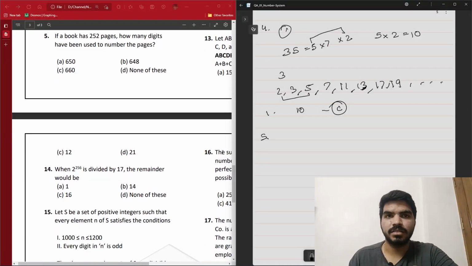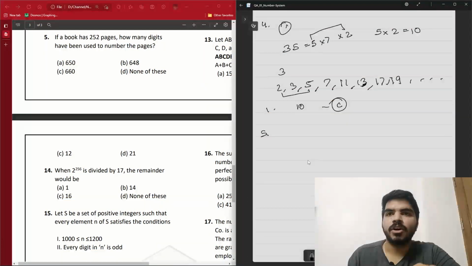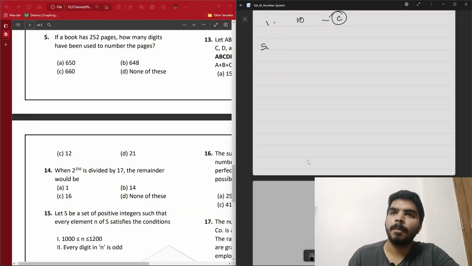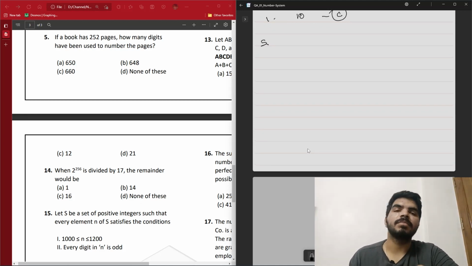The answer where I am solving. If a book has 252 pages, how many digits have been used to make the page numbers?